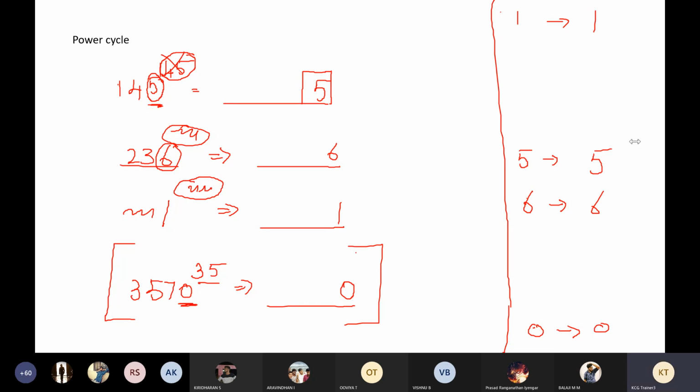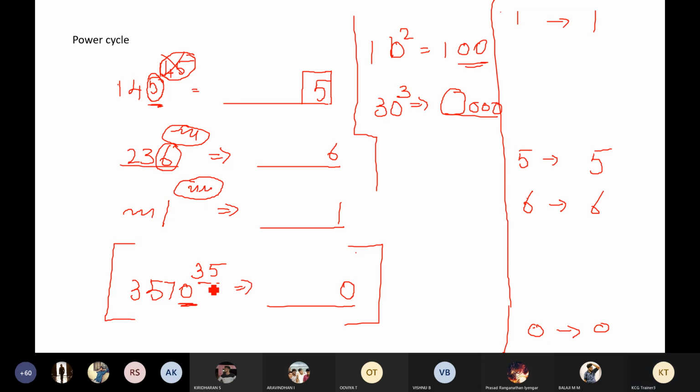Very good, Harivardhani. Excellent. You're right. It would be 35. How is that so? See, take any number of that sort. Okay, let us take this. Let's say 10 square would have 2 zeros. 30 cube will have 3 zeros in the end and some number in the front. I don't have to worry about that because my question is completely based on zeros. Similarly, this number power 35 will have 35 zeros in the end.